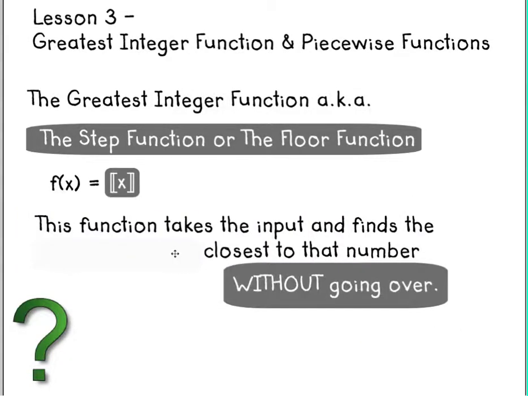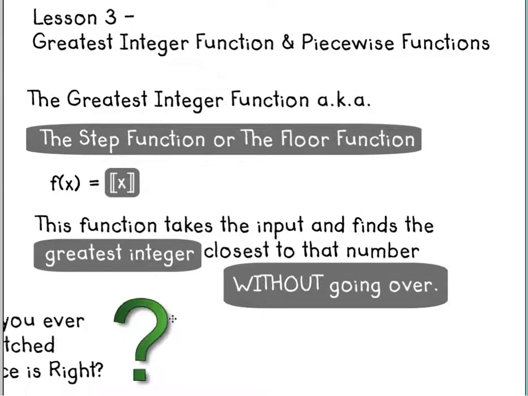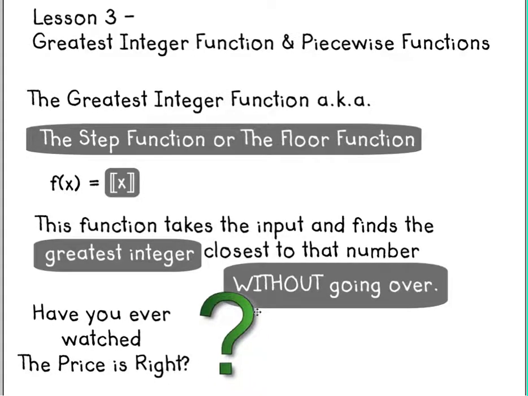Okay, so it's going to find the greatest integer closest to that number without going over. It's not too difficult to think about when you're thinking about the positive numbers, but the negative numbers can sometimes give us a little bit of a problem. If you've ever watched The Price is Right, remember that you don't win if you go over the price. So you want to always stay underneath the price.